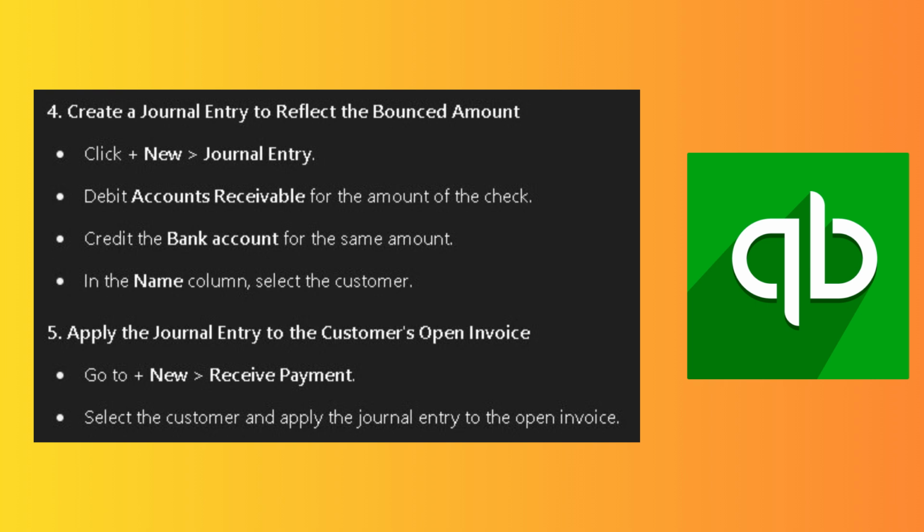Create a journal entry to reflect the bounce amount. Click the plus button and New, then select Journal Entry. Debit accounts receivable for the amount of the check. Credit the bank account for the same amount. In the name column, select the customer. Apply the journal entry to the customer's open invoice.